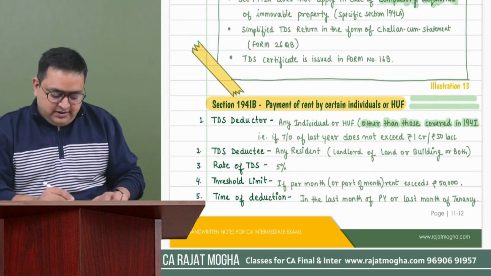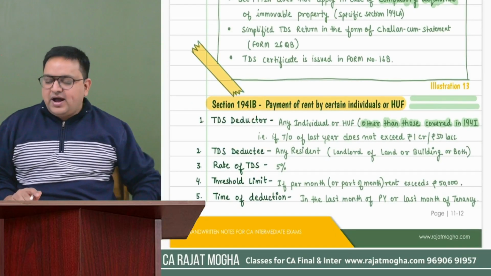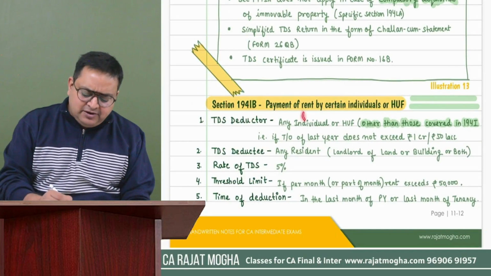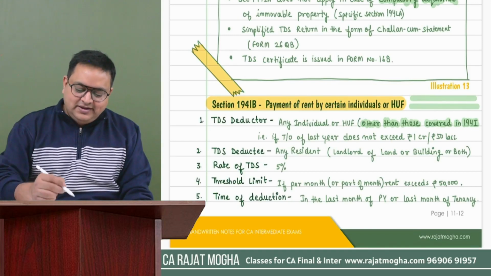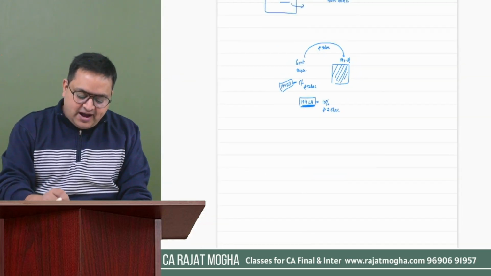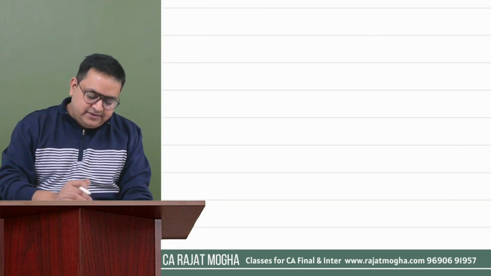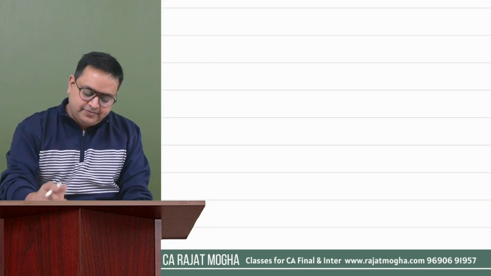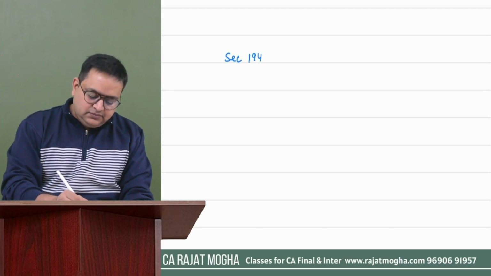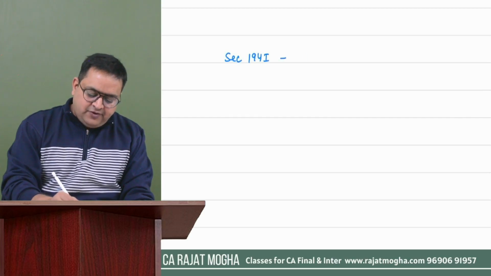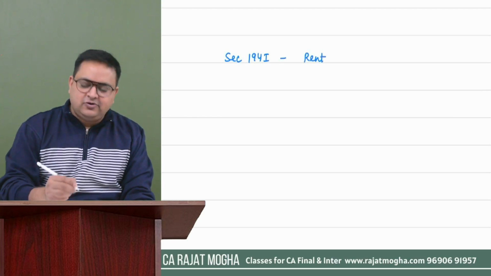Okay. Let's come to the next section, that is 194IB. 194IB is payment of rent. Sir, we have already done payment of rent, 194I. No. There is a difference between 194I and 194IB. Let's understand that. So we already did section 194I. 194I was TDS on rent.